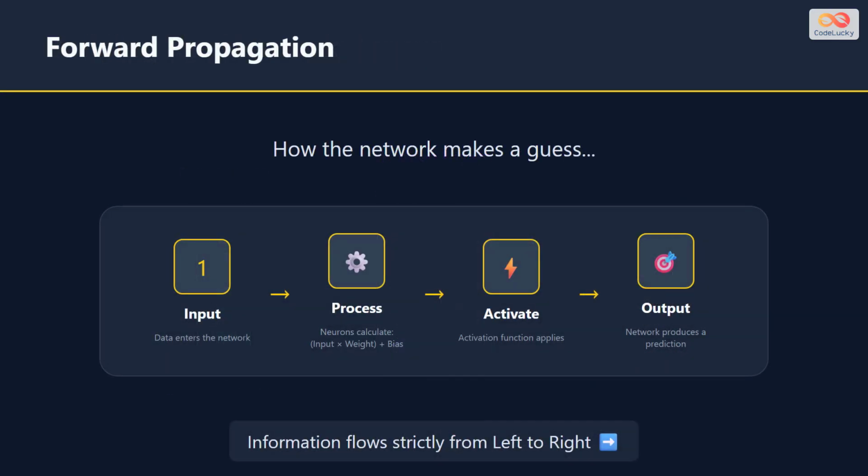The process of getting a prediction is called forward propagation. Data flows strictly in one direction, from left to right. It enters the input, gets processed by the weights and biases in the hidden layers, passes through activation functions, and finally emerges as an output. It is like an assembly line for information.